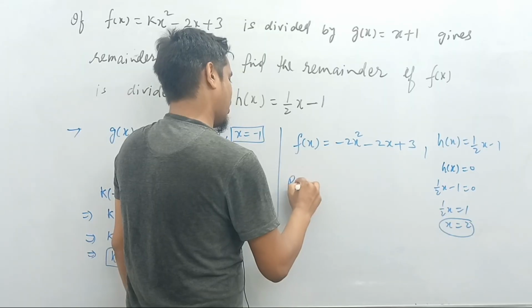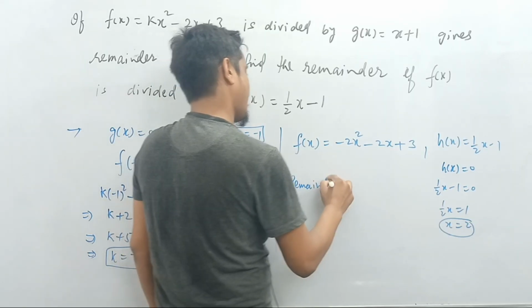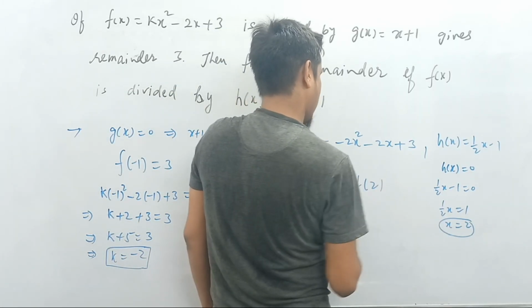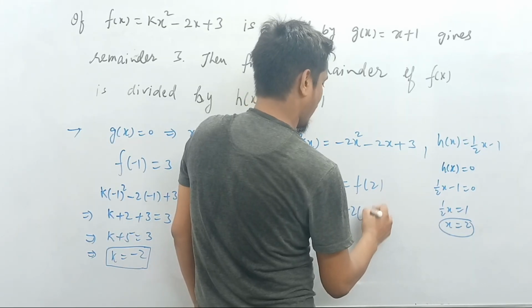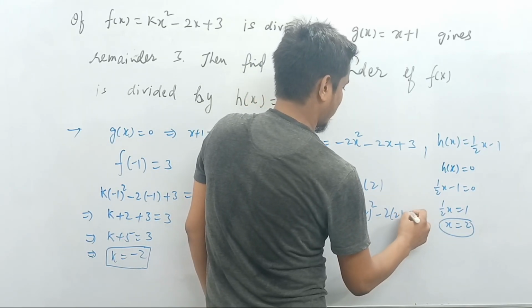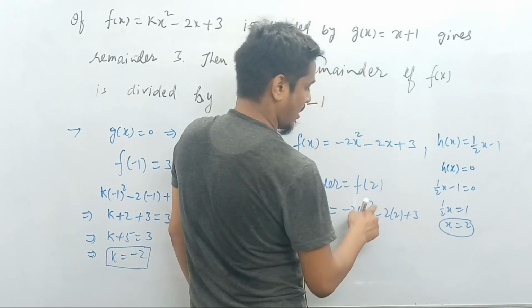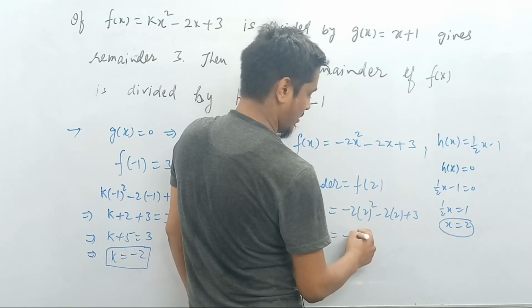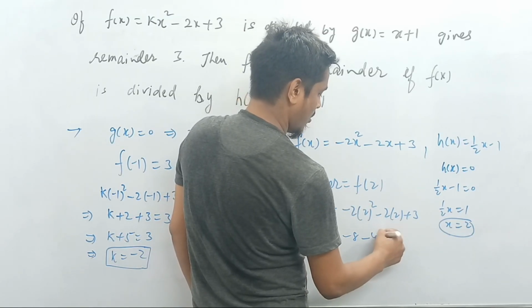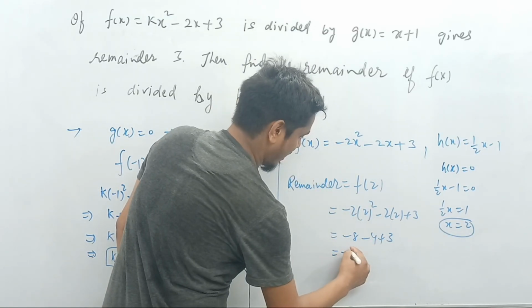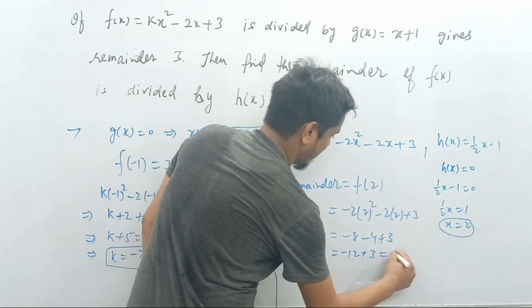So remainder is equal to f(2), which means negative 2 times 2 power 2, minus 2 times 2 plus 3. 2 power 2 is 4, 4 times negative 2 is negative 8, and negative 4 plus 3, so this is equal to negative 12 plus 3, which is negative 9.